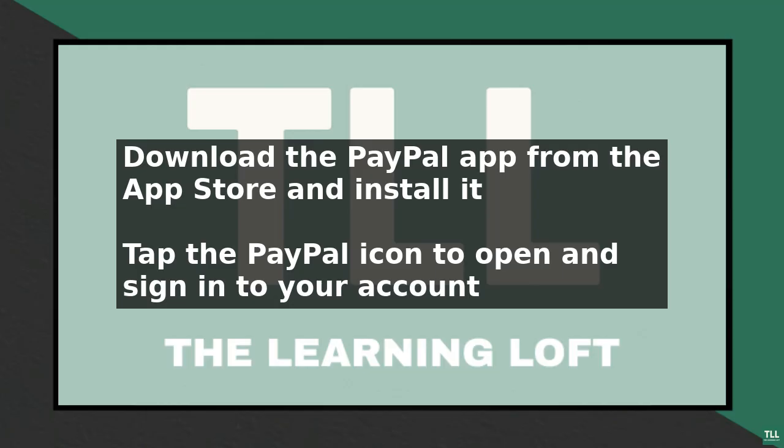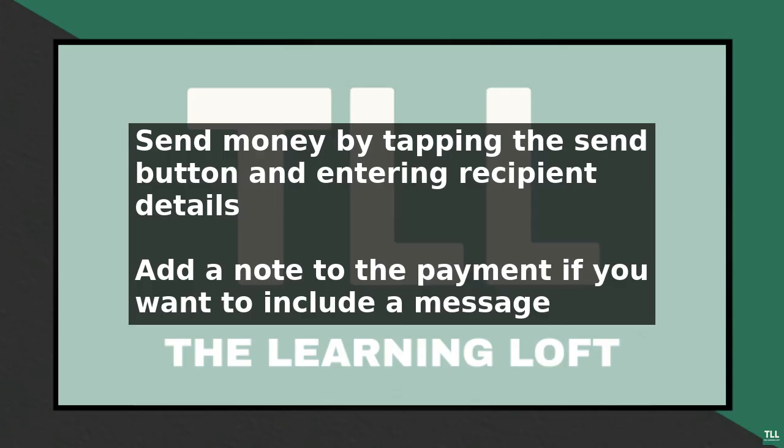After signing in, you will see the PayPal home screen, which displays your account balance and recent activity. To send money, tap the Send button at the bottom of the screen. Enter the recipient's email address or phone number, and the amount you want to send. You can also add a note to the payment if you want.